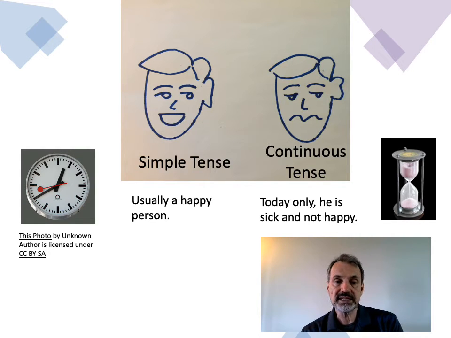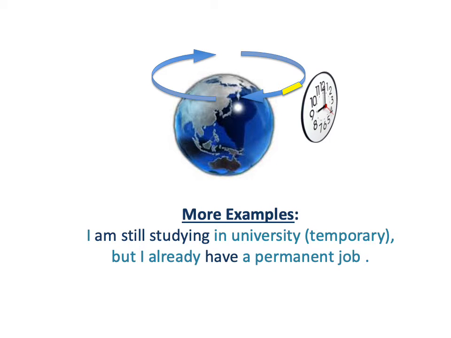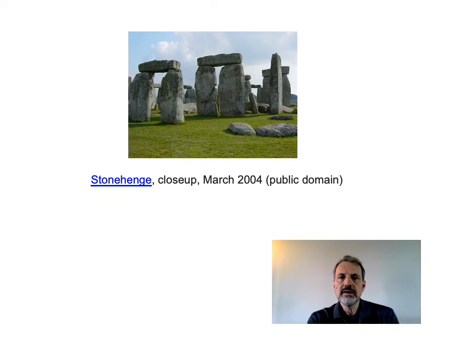So, we would use the continuous tense if we are talking about today only, a limited time. He is not feeling well today. And he is not feeling happy today. So, we start with the idea that the simple tense is used for things that take place over a long time, or things that stay the same over a long time.